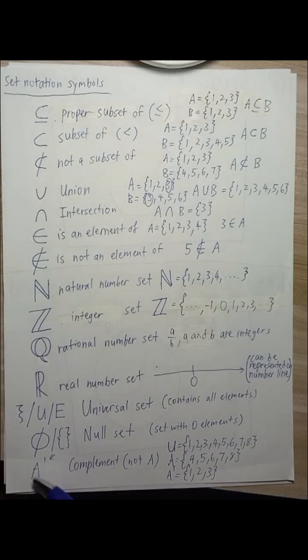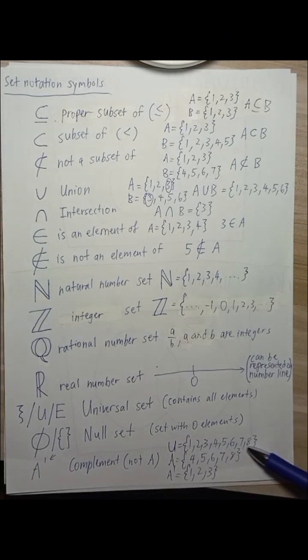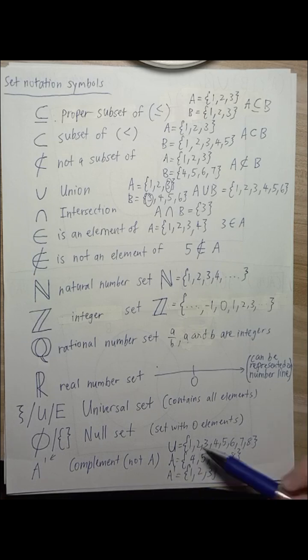So the next one, A prime. This prime represents a complement, which means not A. So if you see here, the universal set has 1, 2, 3, 4, 5, 6, 7, 8, but A has 4, 5, 6, 7, 8. So the complement of A is just 1, 2, 3.